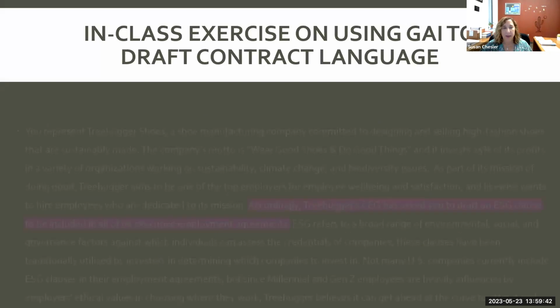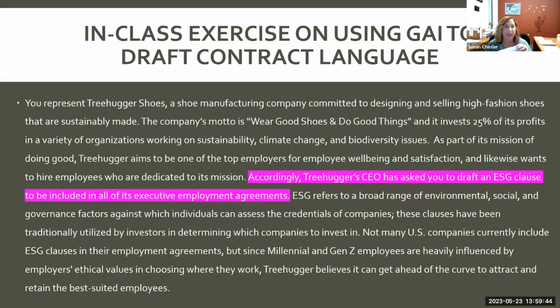Now, here is the whole factual prompt that I give my students. You definitely do not need to read it. The bottom line is I ask them to use whatever source they've been assigned to draft a very particular clause. It is an ESG clause, environmental, social, and governance clause, to be included in an employment agreement.